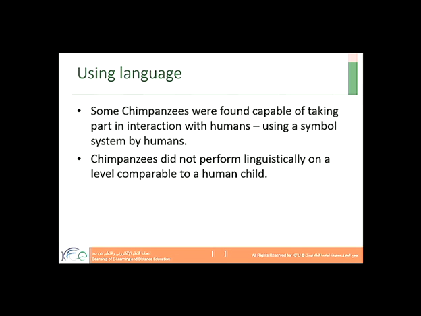Some chimpanzees were found capable of taking part in interaction with humans through using a simple system provided by humans. So humans have the ability to teach and train chimpanzees, because chimpanzees have this ability. They can partially interact with human beings through a simple system, either of sounds or words, etc. Chimpanzees didn't perform linguistically on a level comparable to a human child, of course, and that's what we have just mentioned, that they are smart, but their level of smartness cannot reach the level of smartness in children.